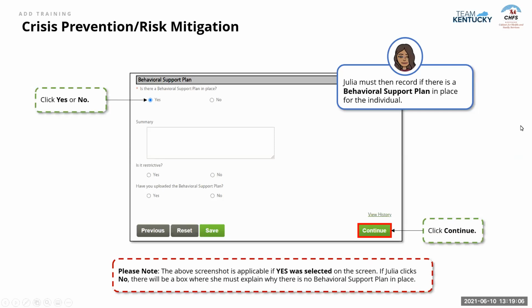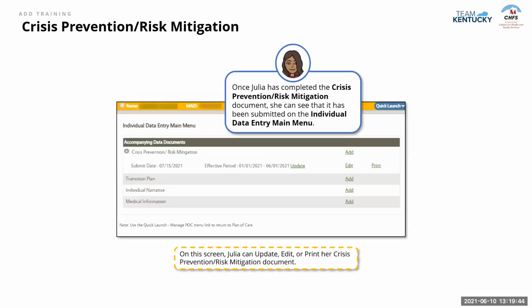This is the final screen in this crisis prevention and risk mitigation document. And she must record if there's a behavioral support plan in place for this specific individual. So in this case, Julia did click yes, and this is the screen that you see here. But please note that if she clicks no, there is going to be a box where she must explain why there is no behavioral support plan in place for this specific individual. So once Julia enters all of the necessary information for not only this behavioral support plan, but for the entire crisis prevention and risk mitigation document, she's going to click continue.